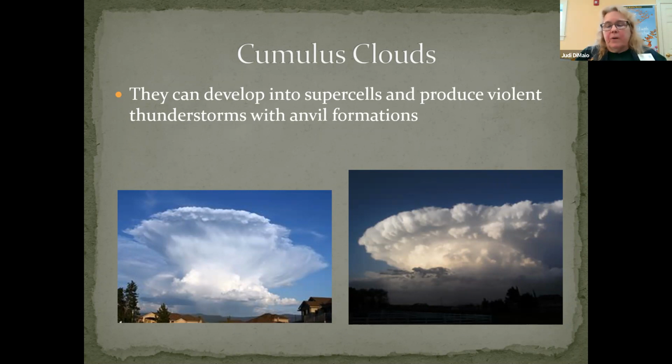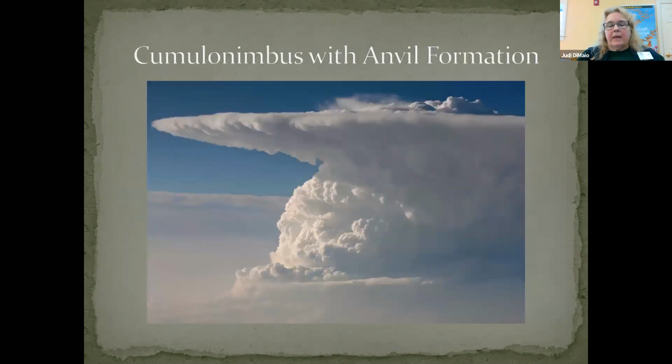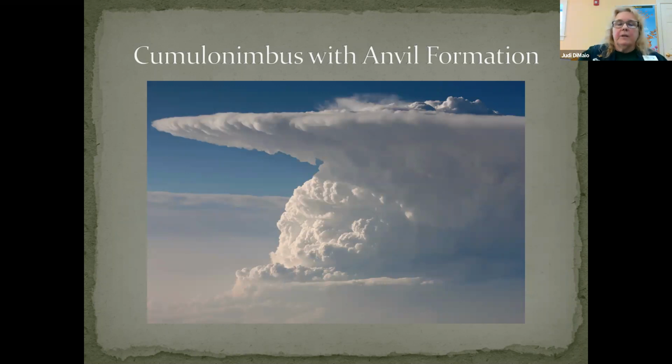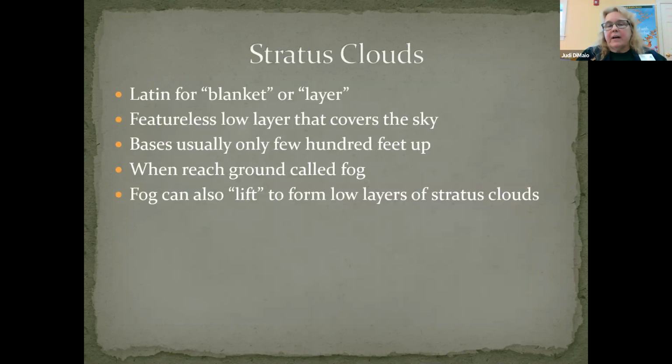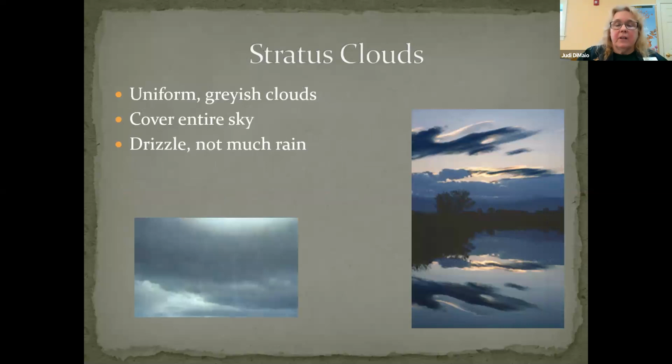They can end up with very violent thunderstorms and form anvil formations. Now these are the anvils, but you're looking at them from underneath. If you were to look at it from above, which is taken from an airplane, you can actually see the anvil shape. Stratus clouds, like I said, form a blanket or layer. They're fairly featureless. And when they reach the ground, they're called fog. And fog can also lift from the ground to form stratus clouds.